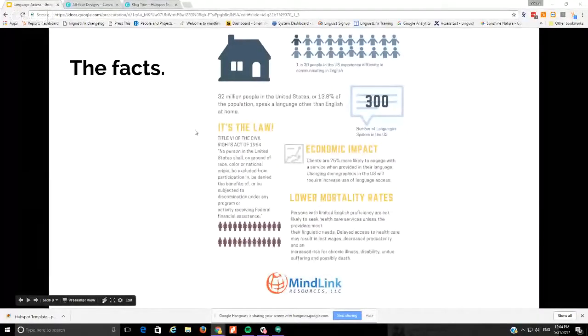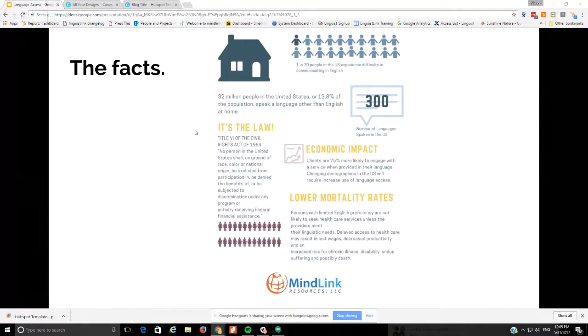But yeah, we put together another blog post we can add to the notes here. I'll just post this real quick here for you. You can see that it does matter because 1 in 20 people experience difficulty and feel invisible in their communities, aren't accessing services, and aren't accessing your product or service. Almost 14% of the population in the US speak a language other than English at home every day. That's not a small number. 300 plus languages are spoken in this country. It's not a small thing.